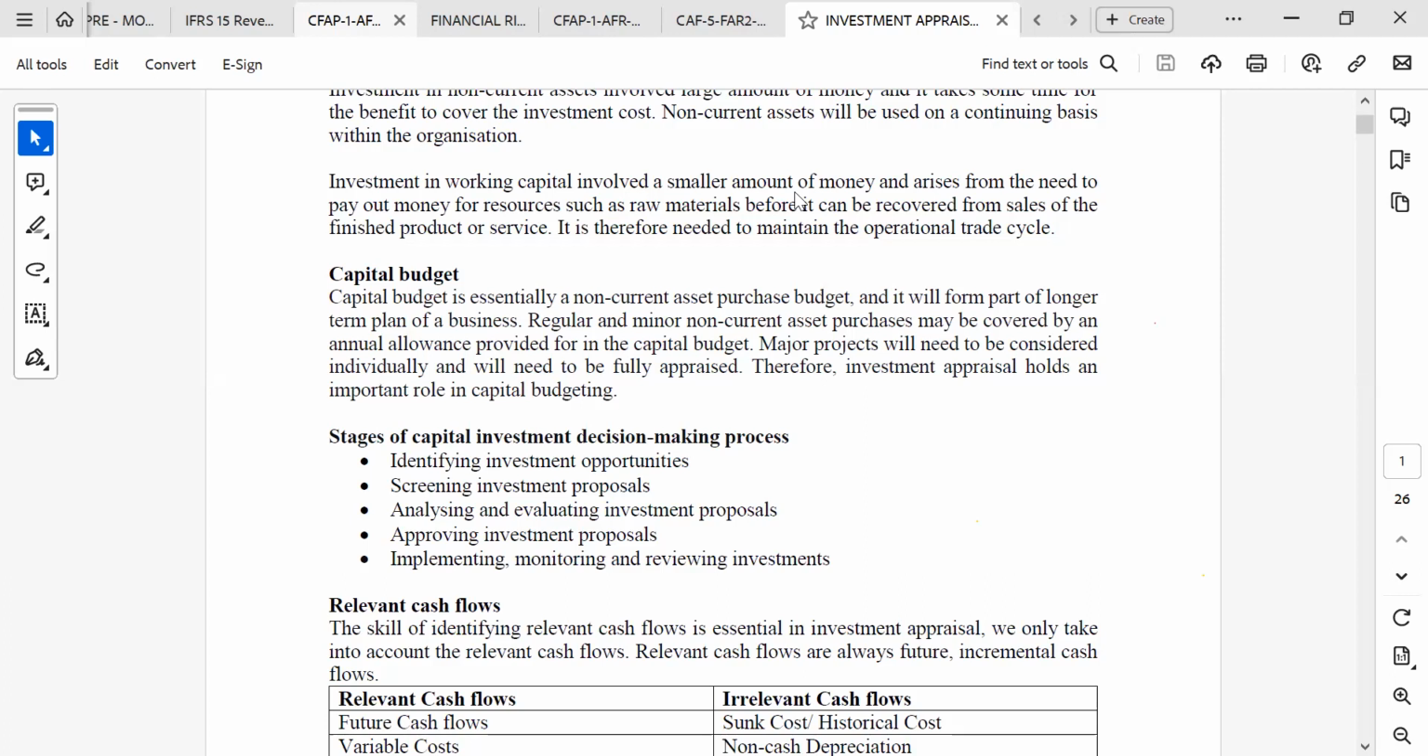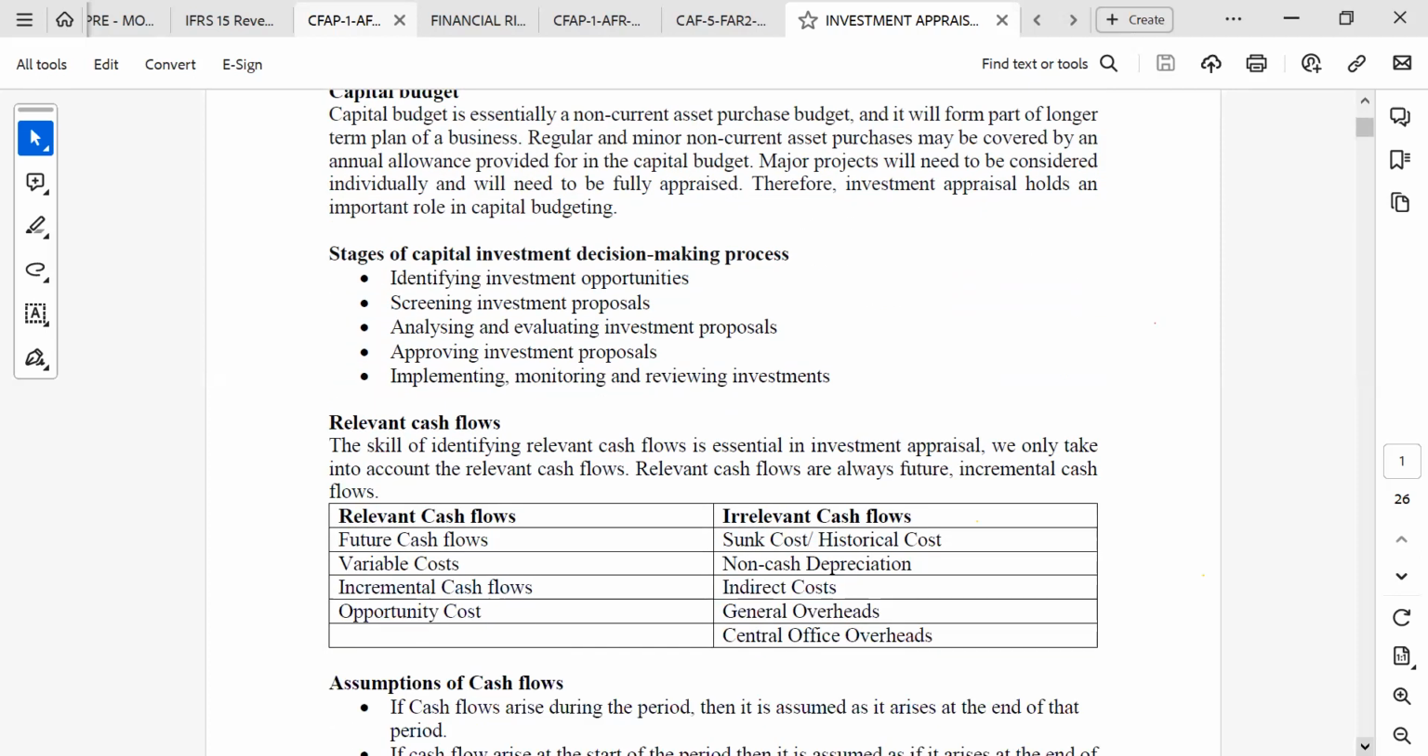We also look at what we call future cash flows. We look at future cash flows, and we also look at what we call the variable cost. The variable cost will always be the labor and then the material. Okay. We also look at what we call opportunity cost.